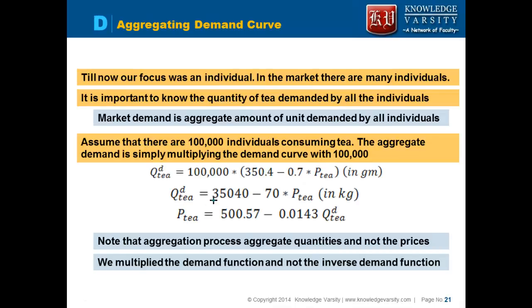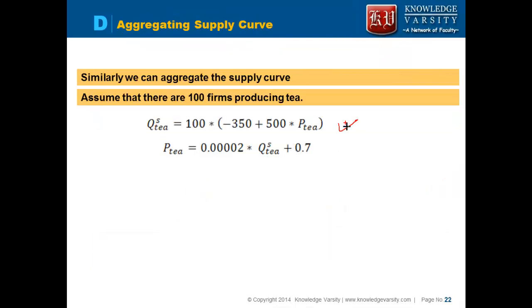So a left shift is a decrease in both supply and demand. Right? Then we can aggregate the demand curve. We have taken only one consumer earlier and one firm. What we can do is combine many consumers and many firms, and we can get the aggregate demand and supply curve for the market. So these are your aggregate supply curve and demand curve.